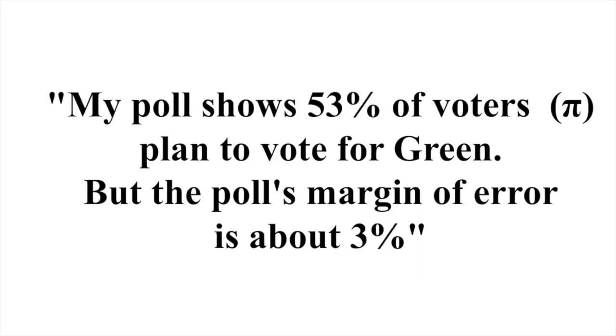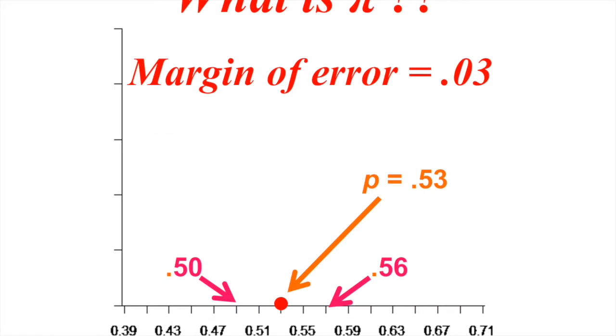When Jonah reports the results from her poll on, let's say, the evening news, she can say something like this: "My poll shows that 53% of voters plan to vote for Green, but the poll's margin of error is about 3%." What Jonah means is that she is 95% sure that the true value of pi, which is the proportion of voters in the state who plan to vote for Green, is somewhere between 50 and 56%.